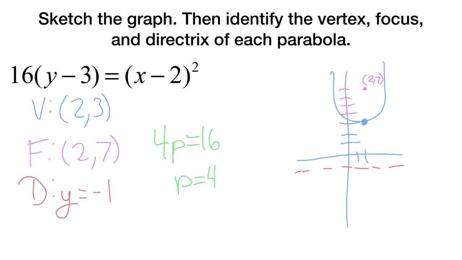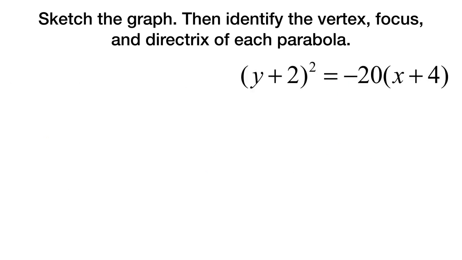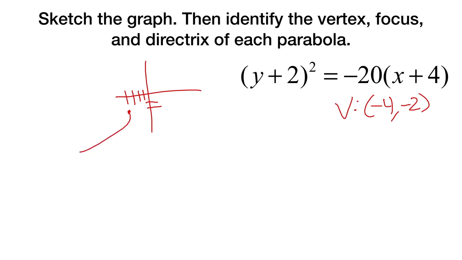Now let's try one more. Okay, so this time, notice it says y is the one squared, meaning it's going to be moving left or right instead. So first thing we need to do is figure out our vertex. Our vertex is going to be x plus 4, so negative 4, and y plus 2, so negative 2. So there it is, and if you look, because it's going to be negative 20, that means it's going to actually open towards the left.